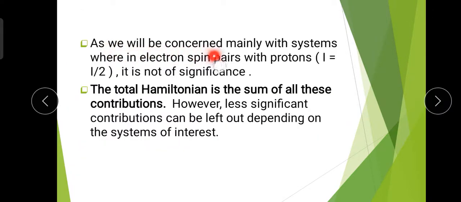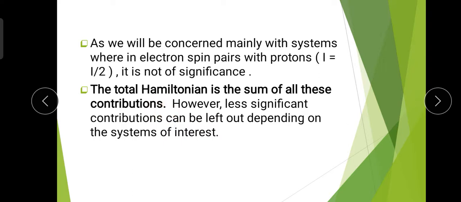As we will be concerned mainly with systems where the electron spin pairs with a proton, that is I equal to 1/2, it is not significant. That is, if we consider the electron spin pairing with the proton, for I equal to 1/2, then the nuclear electric quadrupole energy term is not significant. That means it is not useful, and it does not contribute to our total Hamiltonian. The total Hamiltonian is a sum of all these contributions.